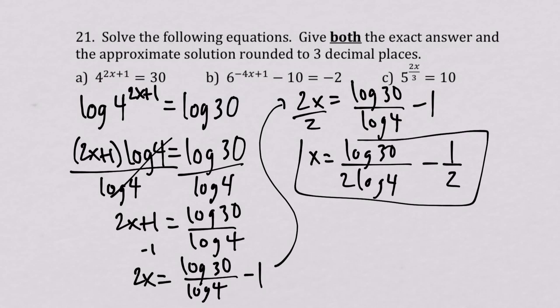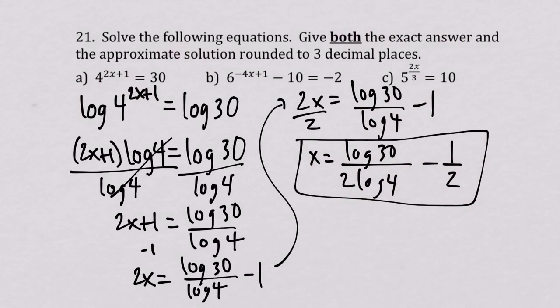Of course, there's more than one way of writing it. Like I could change the 1/2 to the same denominator as this one by multiplying times log of 4 over log of 4, so I could put them together. But it really makes no difference in what the exact answer is going to be. It says give both the exact answer and the approximate solution. So the approximate solution means punch this into a calculator to see what you get.